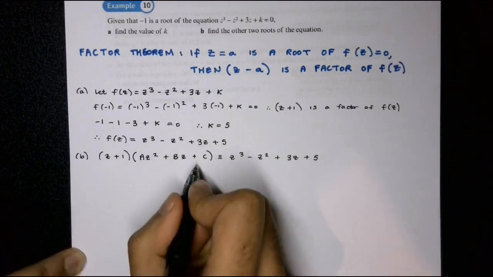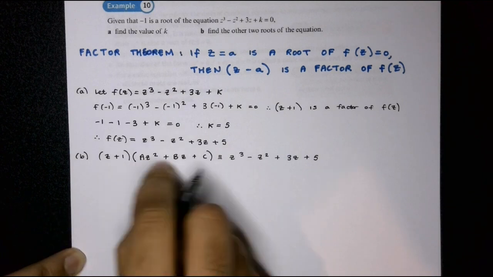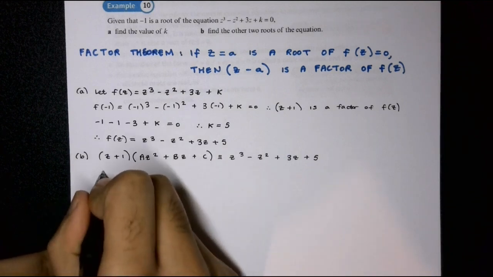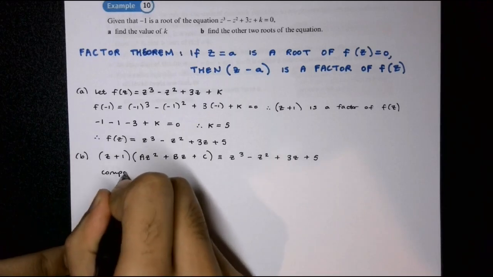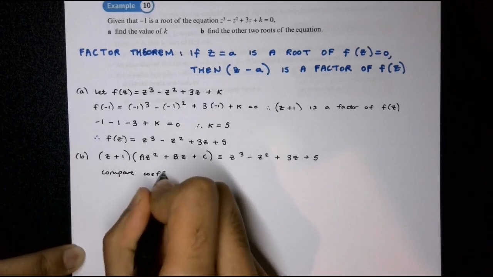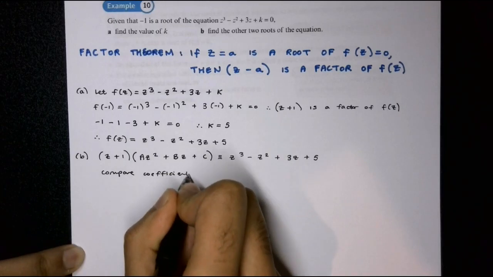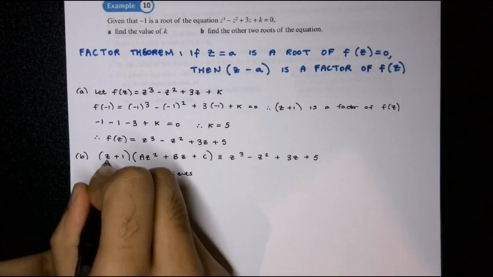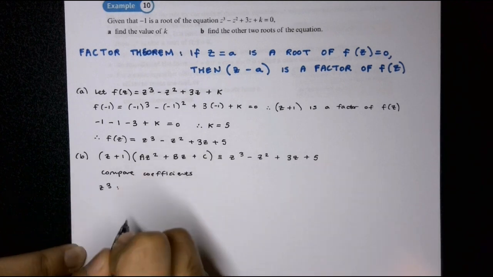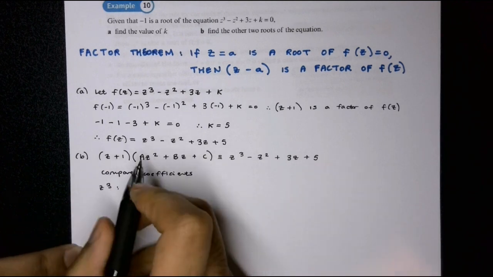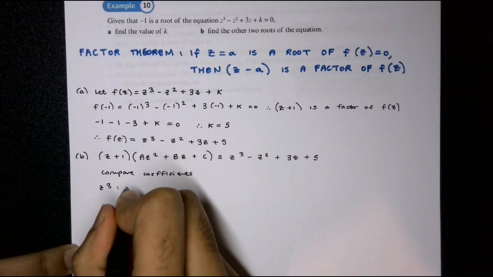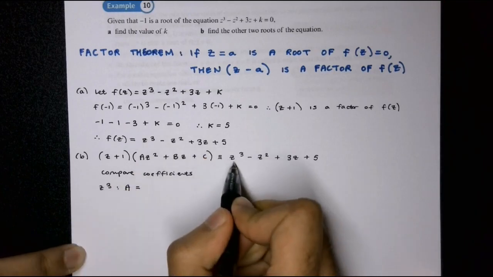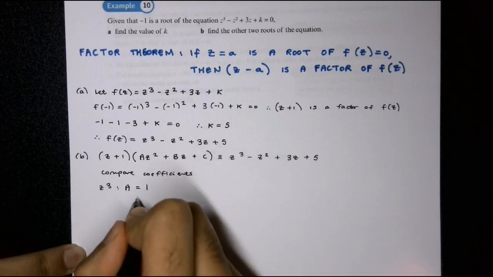So we can find the values of a, b and c by comparing coefficients. If we compare coefficients in terms of z cubed, we have z times az squared gives az cubed, so the coefficient of z cubed would be a, and on the right hand side we have 1z cubed, so a is equal to 1.